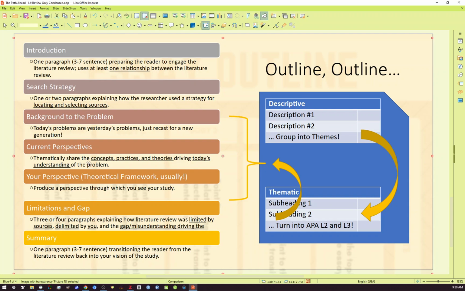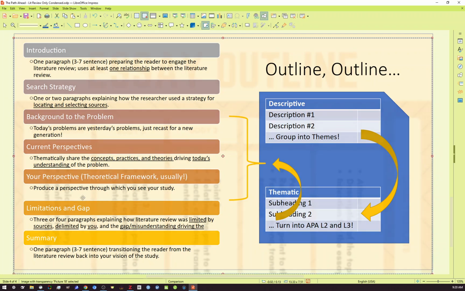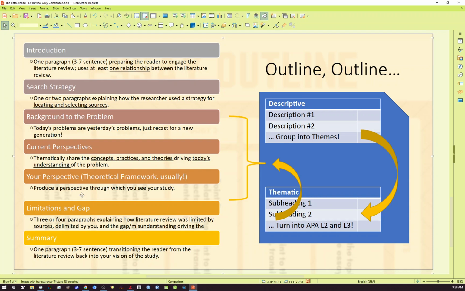Then, after you describe the problem using a paragraph or 2 or 3, depending upon how you want to go about it, you share our current perspective of the problem that you want to dig into. Share the big ideas and theories that drive your understanding and our understanding of the problem as of today, or as best as humanly possible. Use a paragraph or 2, share your perspective. This is usually called a theoretical framework. Share your perspective of how you understand the problem in light of the literature that you just read.